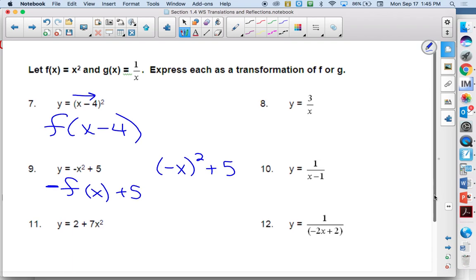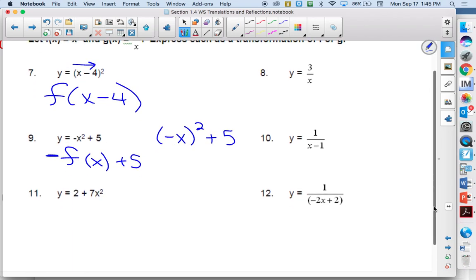So then number 11 says 2 plus 7x squared. So here's my 2, there's the plus, there's the 7 x squared. That is the function f of x. Again, no parentheses, nothing different inside with x. Questions?